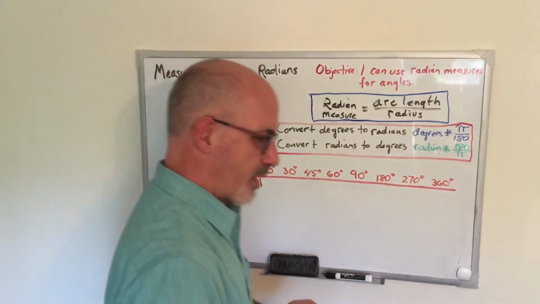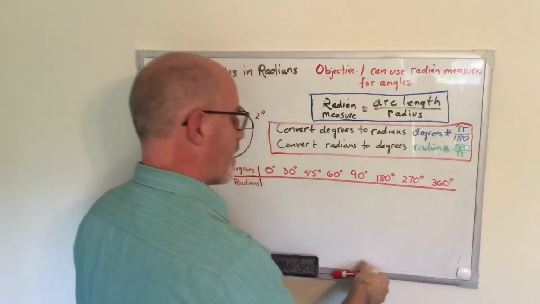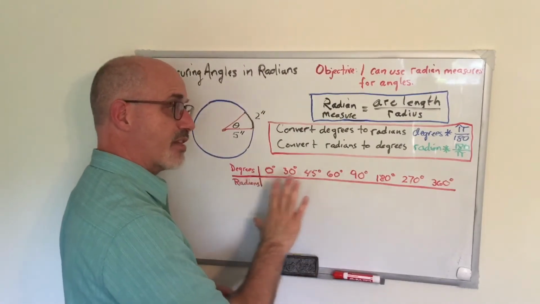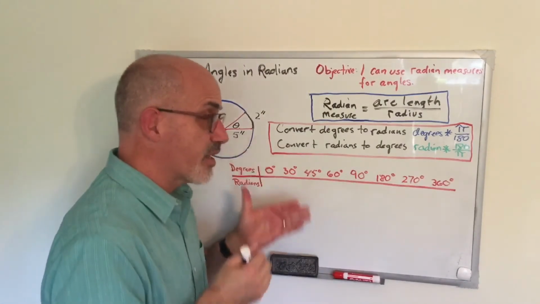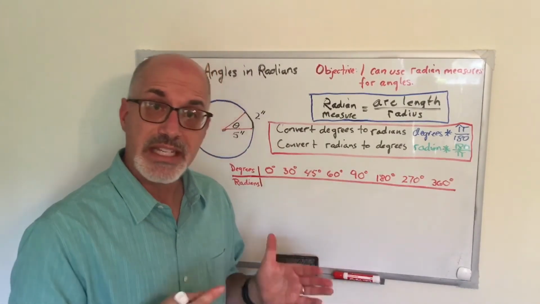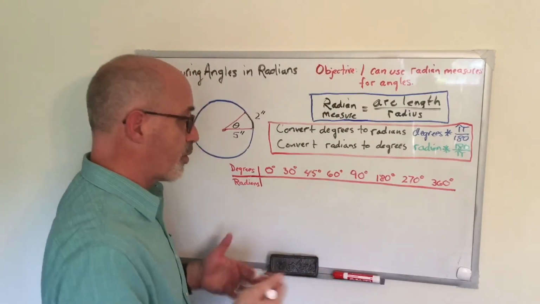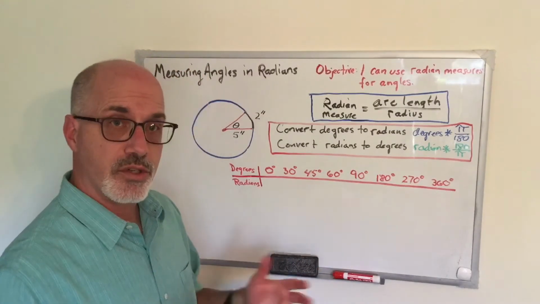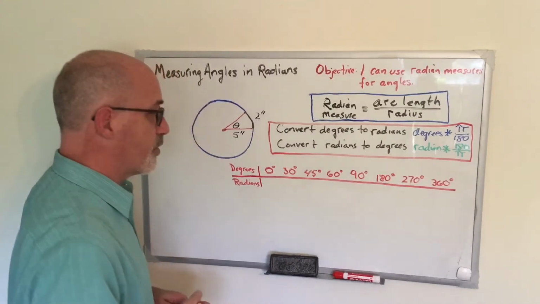All right, let's try a couple problems here. We're going to do a couple and then I'll fill in this chart. We want to have this chart filled out because these are the standard angles that we typically use in trigonometry when we're working with what's called the unit circle, which we'll come to in a future lesson.